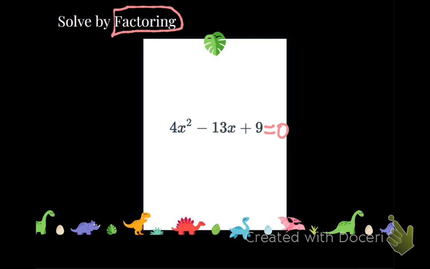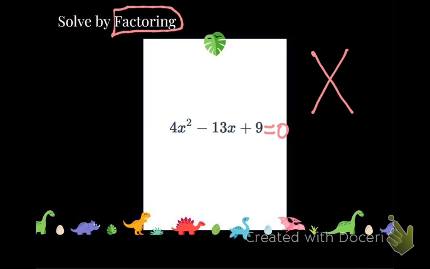Okay? Then we have to go through and factor. This is what we haven't done for a while, but we were really good at it. When you factor, you need to check for a GCF. Is there anything that 4, 13, and 9 have in common? No. Okay? They asked us to solve by factoring. I think you're one step ahead of me. Okay? All right, now we're going to do the X thing.